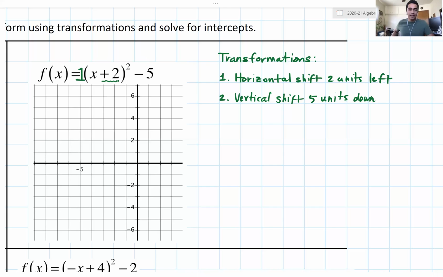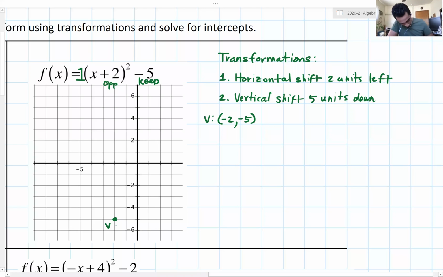So then at least I have an idea of where my vertex is going to be, right? So where is my vertex? Yeah, we want opposite and keep. So opposite would be -2, keep is -5. So I have a vertex at -2, -5. So go ahead and put the point and label it as your vertex. -2, -5. All right, now time for the shortcut.